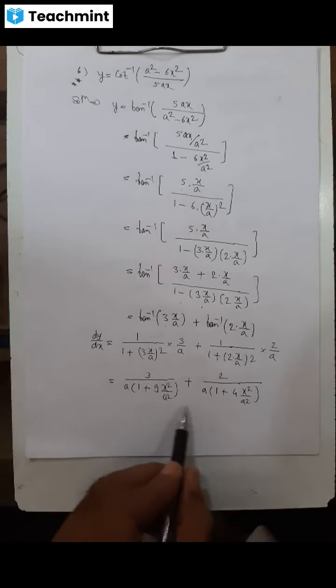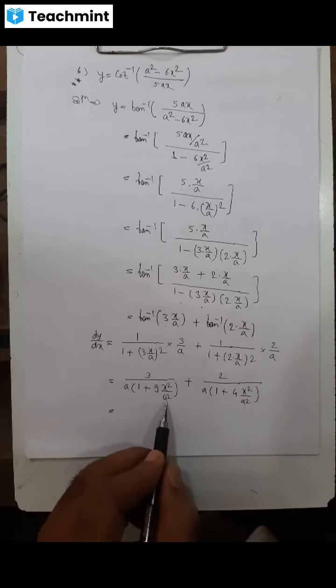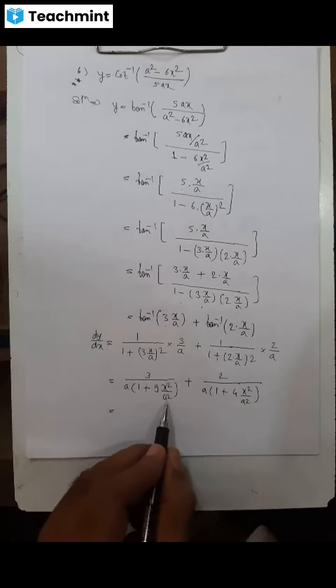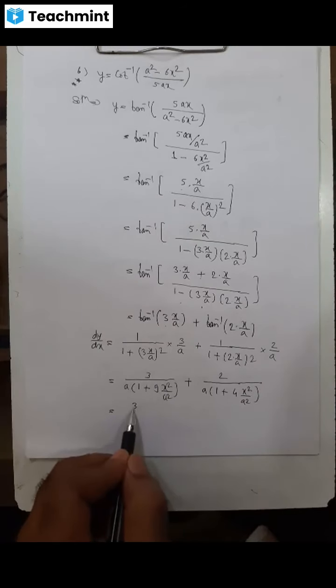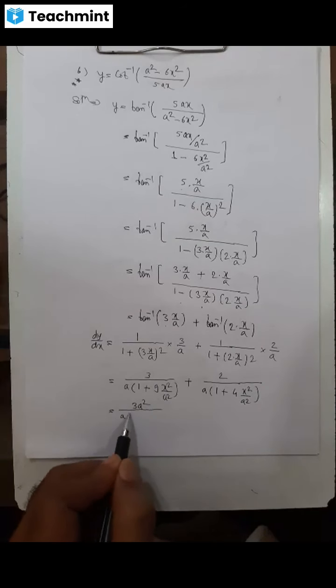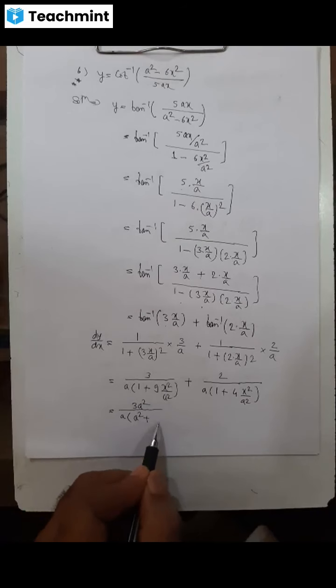Or you can take, if you want, you can take LCM. After cross multiplication, a square goes to the numerator and 1a can be cancelled if you want. After LCM, how to get? A square goes to the numerator, 3a square, and the denominator is a, in bracket cross multiplication 1 into a square plus 9x square.